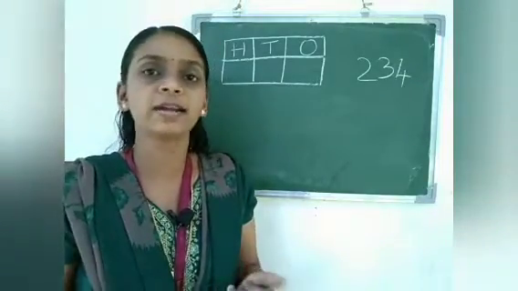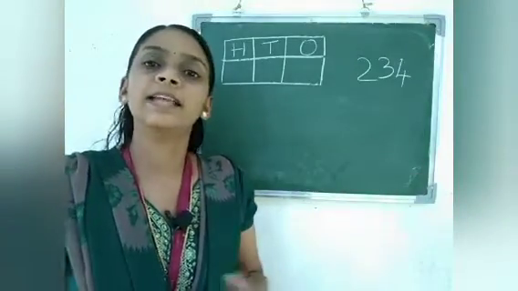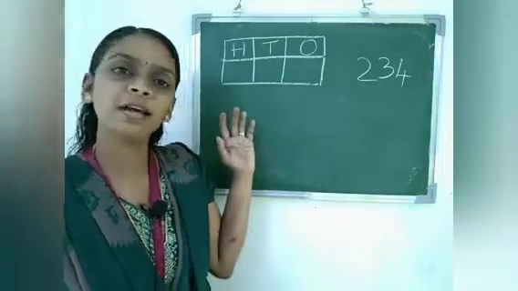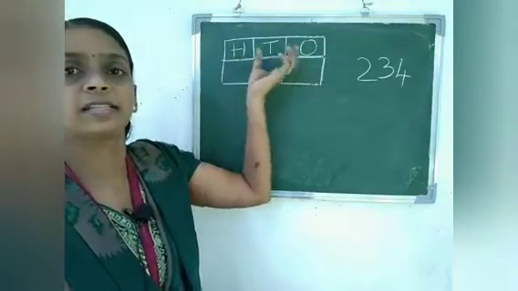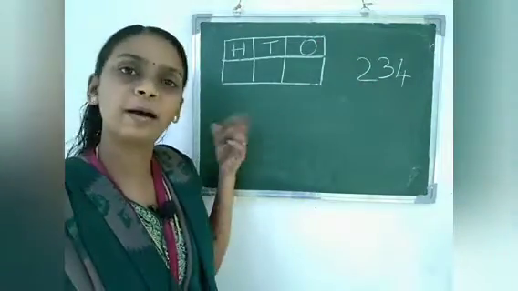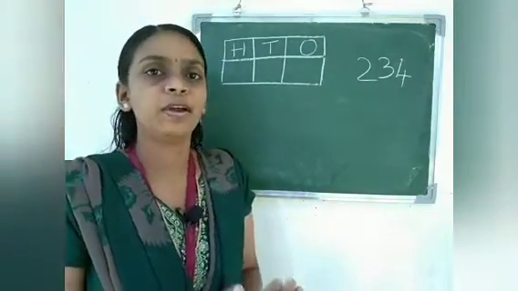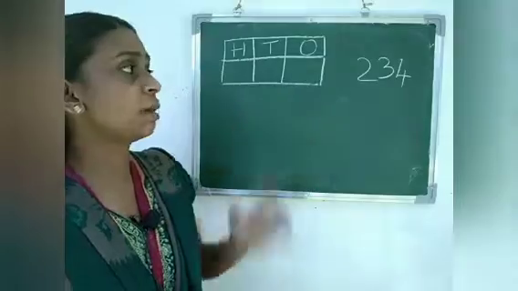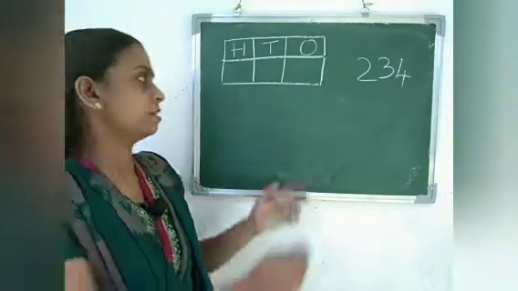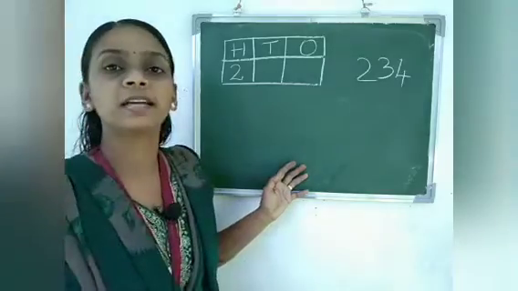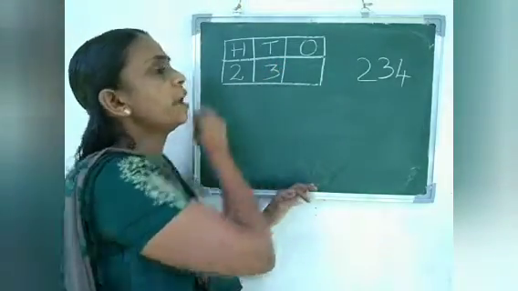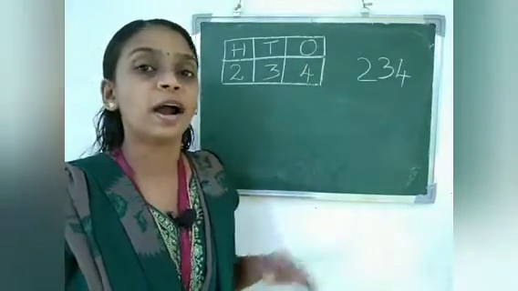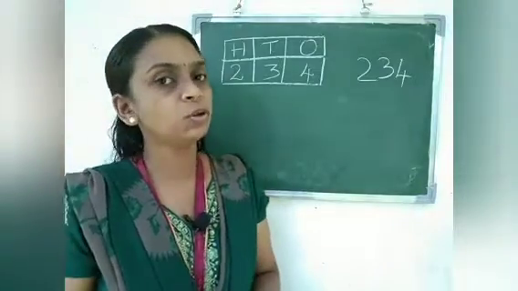It is very easy to represent a 3-digit number on a place value chart. We have to draw a box like this, write HTO, hundreds place, tens place, and ones place, and write the number here. So, which number here is in the hundreds place? Yes, it is 2. Then which number is in the tens place? Yes, 3. And in the ones place, which is the number? 4. So we represented 234 in a place value chart.